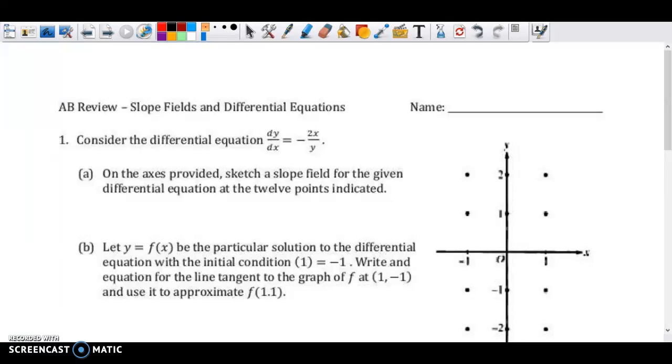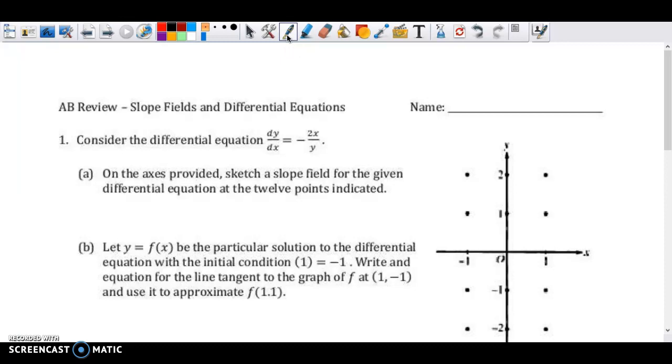Hey guys, so this is a video that's going to review slope fields and differential equations from AB Calc, and that's going to help us with our upcoming sections in Chapter 6. So I'm just going to review how to do these things. If you want to try them on your own first, because you remember how, that's great. You can pause and play as you feel comfortable with this material. Just do what you need to do to understand it and review it.